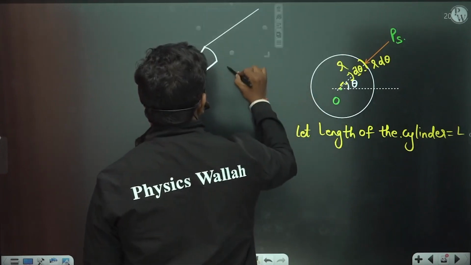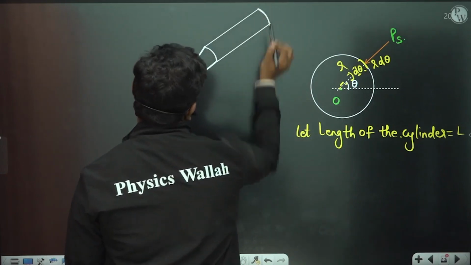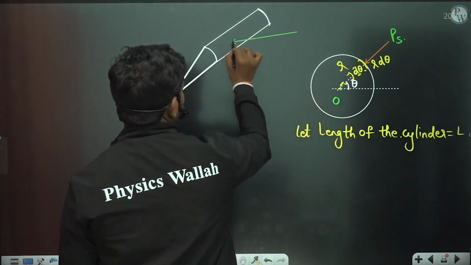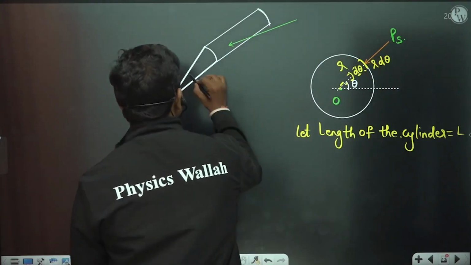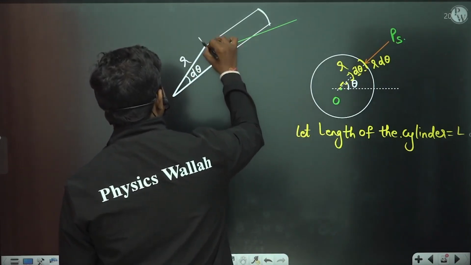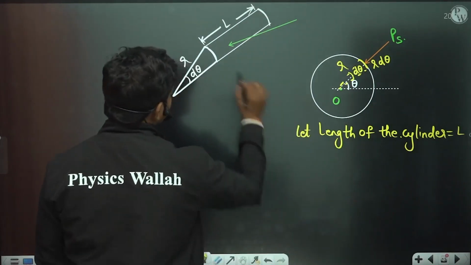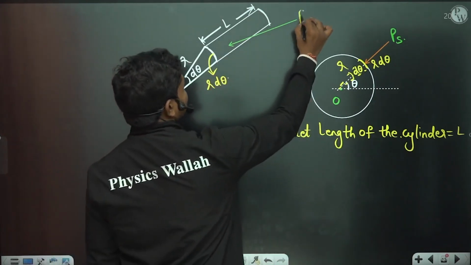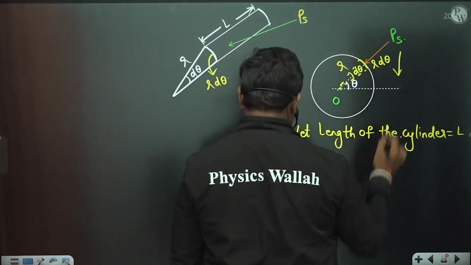Let us suppose this is the surface of the cylinder, and on it you have some PS, which is acting because of the flow that's happening here. So this is d theta and this is R, so this length is R d theta, and the length of the cylinder is L. Now, PS is acting at some angle. If you want the vertical component of this, if you resolve, PS will be something like this.